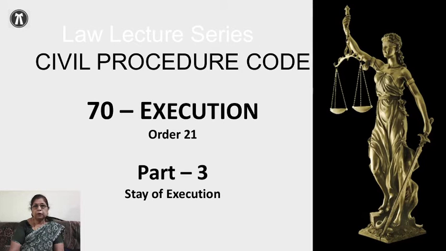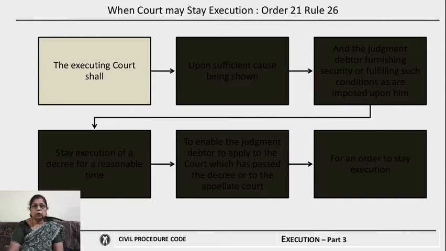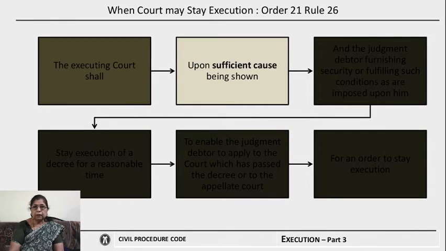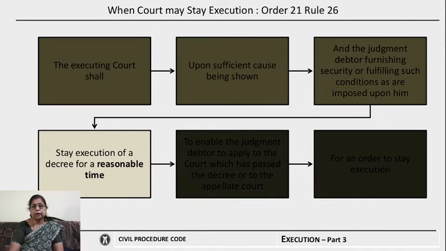Let us look into the provisions of the Civil Procedure Code which deals with the stay of execution. Order 21, Rule 26 speaks about when the court may stay execution. Let us look into the provisions. The executing court shall, upon sufficient cause being shown to the court and after the judgment debtor furnishes security or fulfills the conditions which are imposed upon him by the court, may stay execution of a decree for a reasonable time.